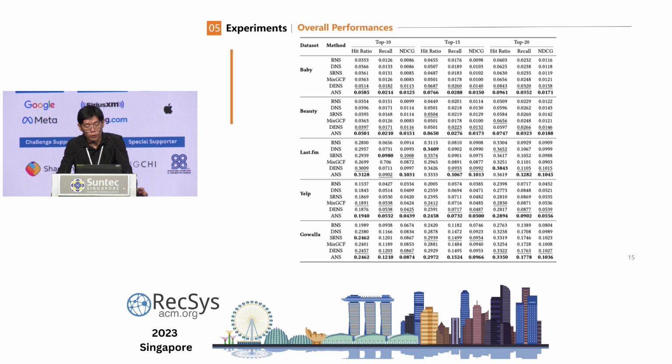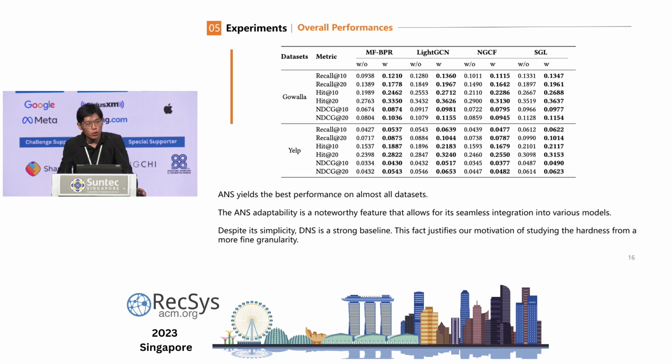This slide shows our performance compared with other baselines. You can see we got the best performance on almost all data sizes. And this table shows different base models with our ANS or without our ANS. From these two tables, we can see ANS shows the best performance on almost all data sizes. And then the ANS adaptability is a noteworthy feature: ANS can be incorporated into mainstream models.